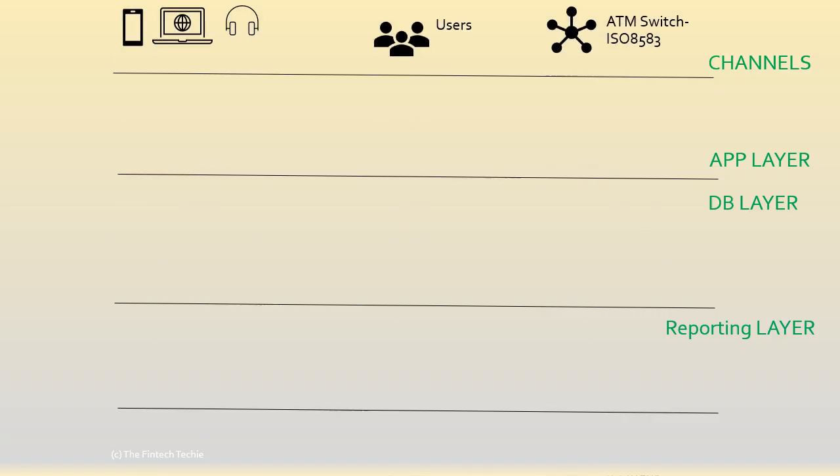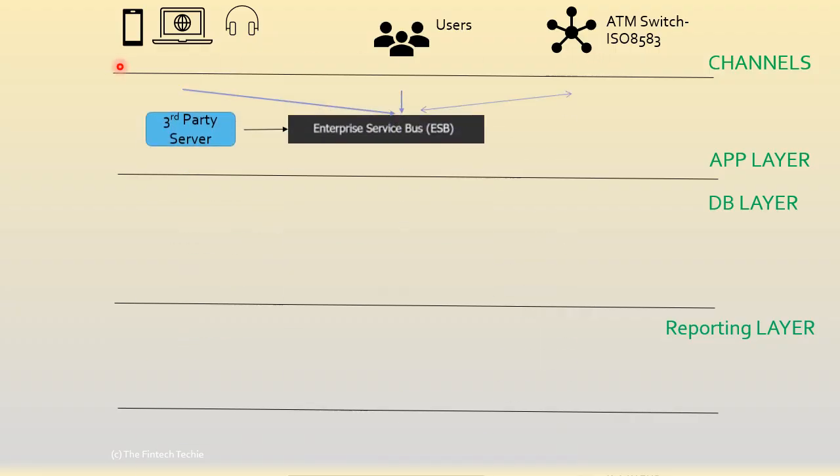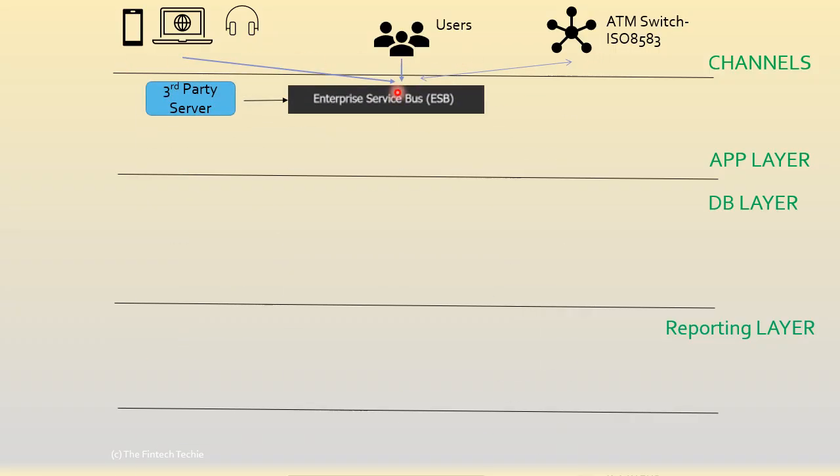So what exactly are the channel layers? Channel layers are all your mobile banking apps, your internet banking, call center. These are the users who use the front end of your core banking application. And then you have the ATM switch, which sends ISO 8583 to the core banking. This is the channel layer in brief. So they will all connect to an enterprise service bus, either directly or indirectly. And probably the bank could have some third-party or in-house systems, which would also connect to the ESB.